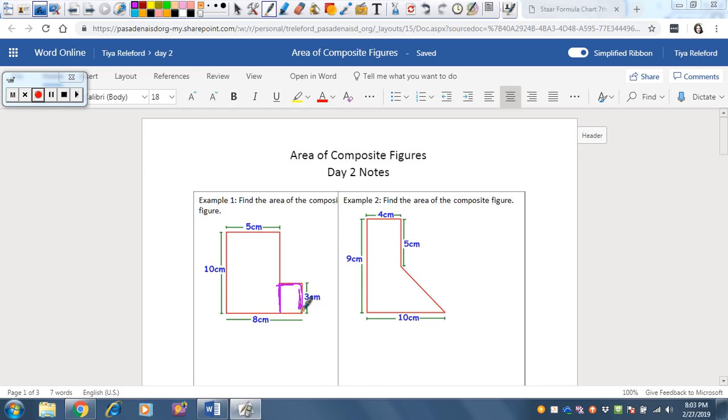So I'm going to start with this little shape here first. And so the first thing I'm going to do is say that's a rectangle. So I have the area of a rectangle formula. And the height of my rectangle is 3. But what is the base? 8 is this whole length right here. So I don't want 8.